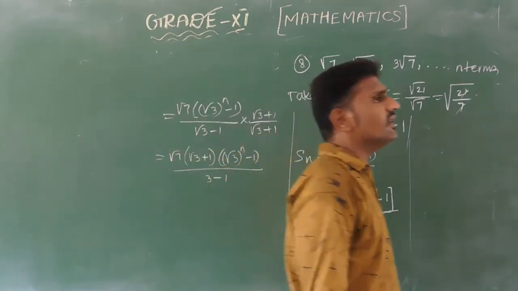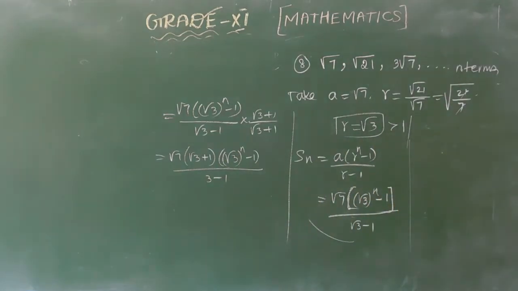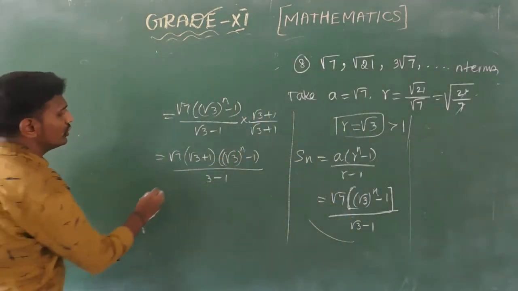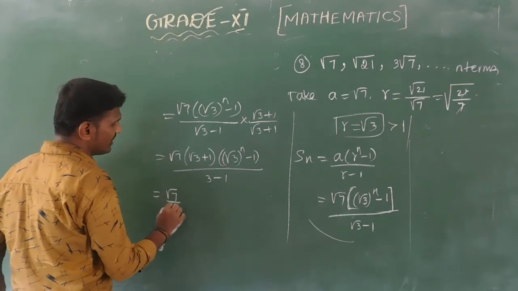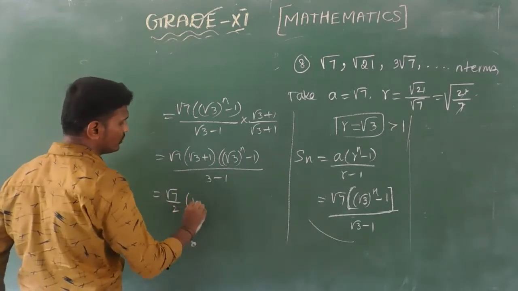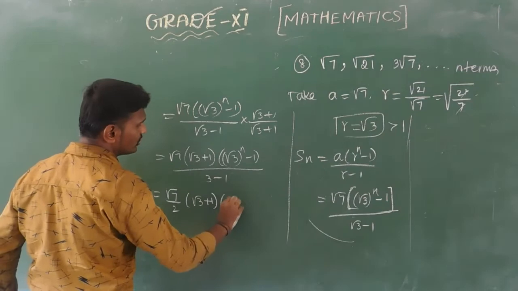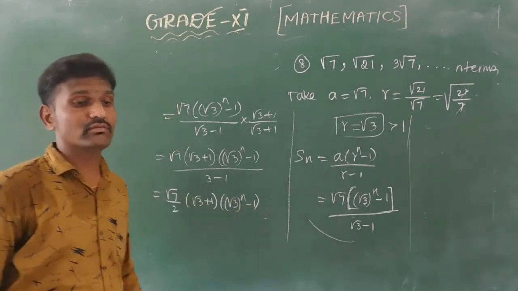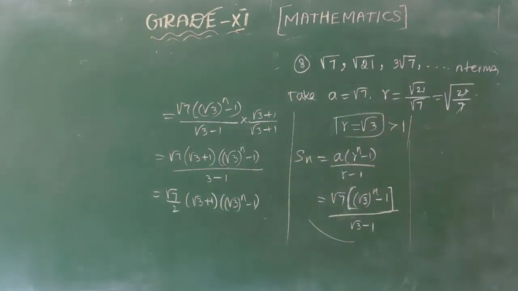Why? Because in the denominator, a plus b into a minus b, what will come? a square minus b square. So for that, root 3 the whole square minus 1 square. So root 3 the whole square is 3, minus 1 equal to 2. So the final answer is root 7 by 2 into root 3 plus 1 into root 3 the whole power n minus 1. So that's all. So this is your final answer. Okay.